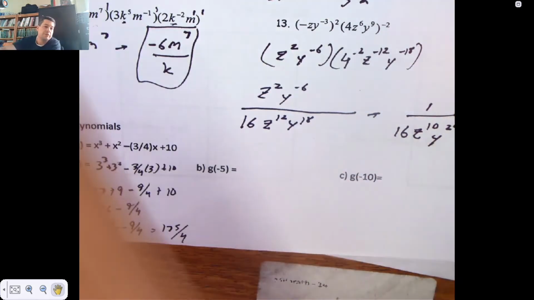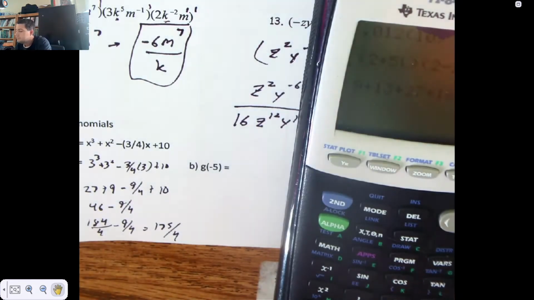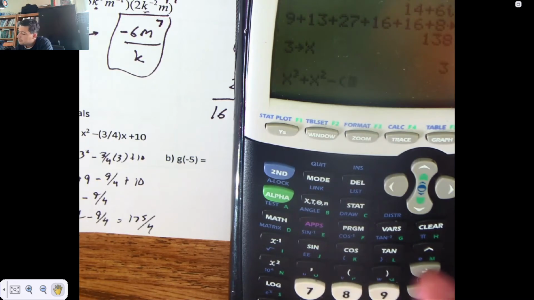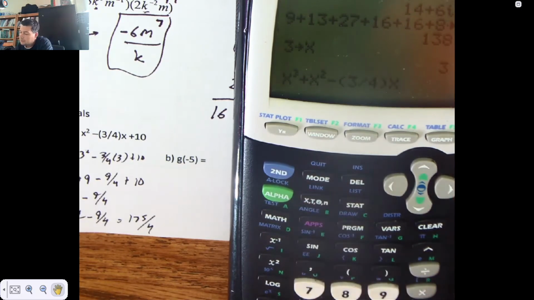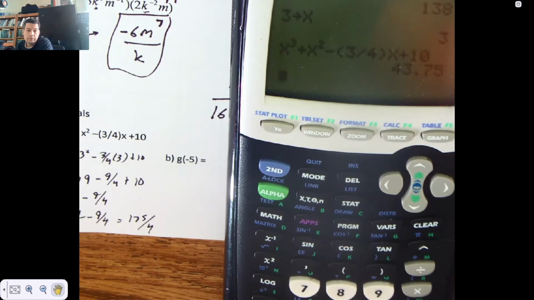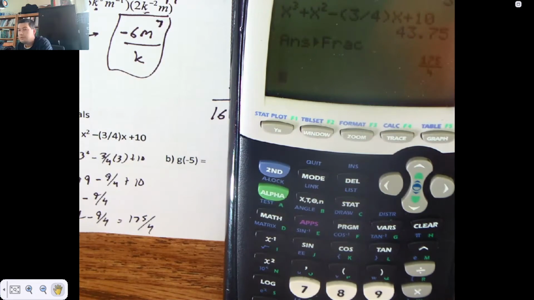Obviously, this is a good place for you guys to use the storage feature because it's just something over and over. So 3 stored to x. And I'm going to check myself because you guys can hear me talking right now. I'm not my usual self. 43/75. Still good enough though, 175 quarters.